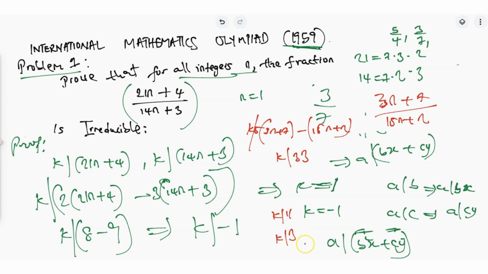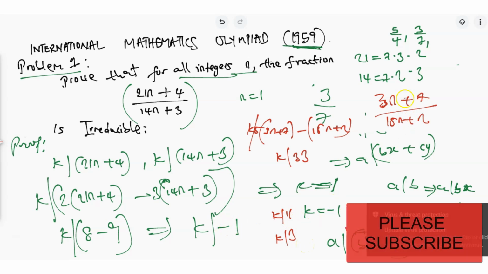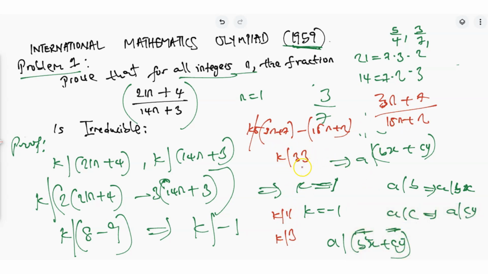So that means 11 and 3 should be able to divide this fraction. You understand? That means 11 and 3 should be able to divide this expression. Let's set n equals 1. So with n equals 1, this should be 10/15 plus 2, that is 17. So that would be 10/17. This would not have a common divisor.